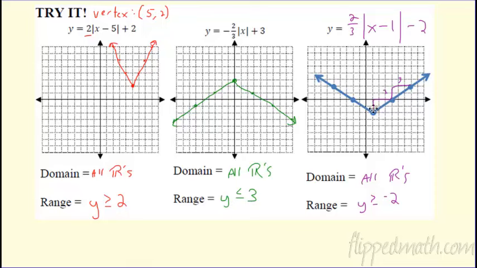Then I gave you this nice graph here, so you got to count the actual slope of each part of your absolute value. So it should be up 2 over 3. And then don't forget about the vertex. It's at 1, negative 2, so you got to shift it over. And again, your range is everything greater than or equal to negative 2.